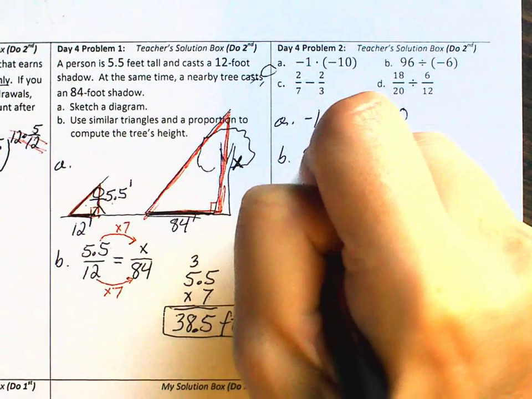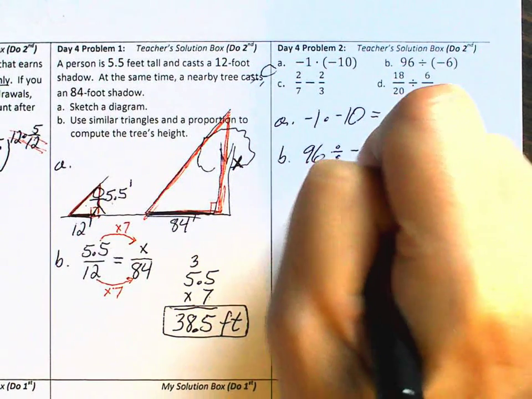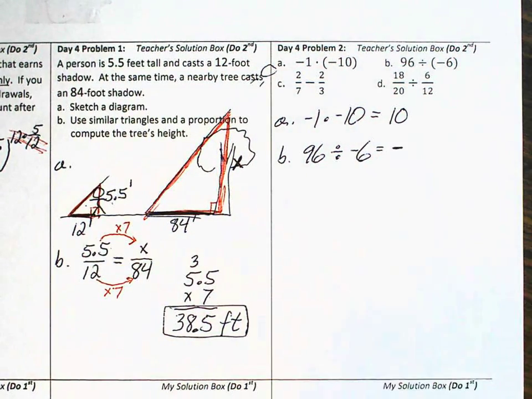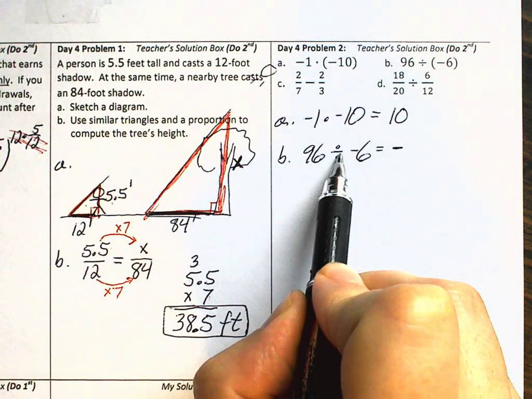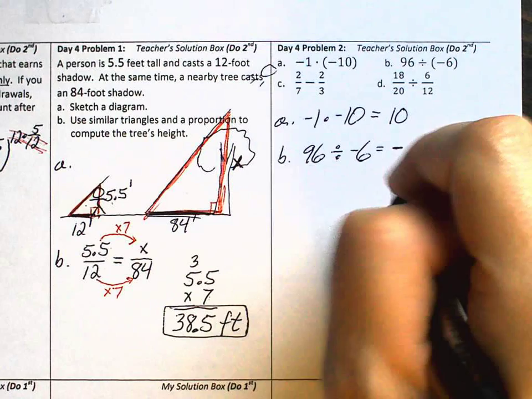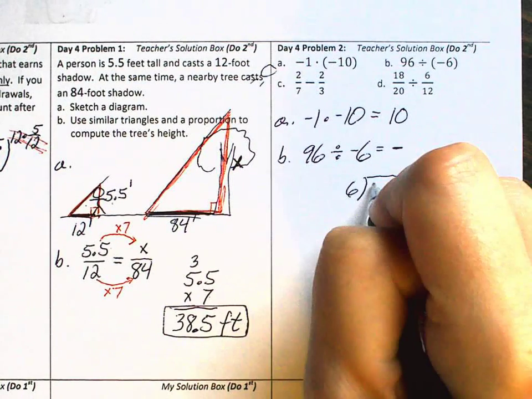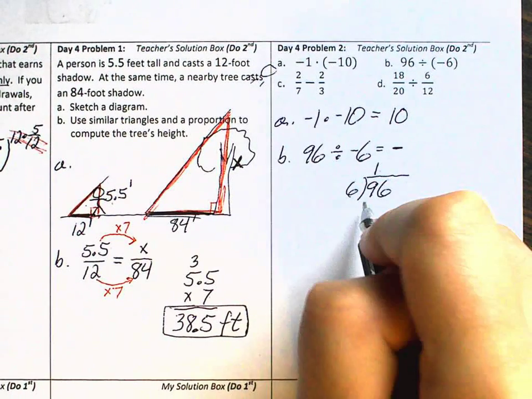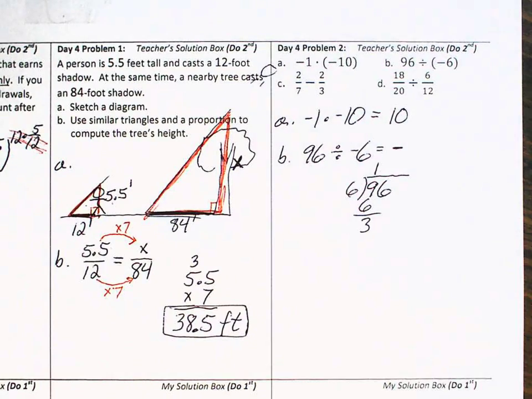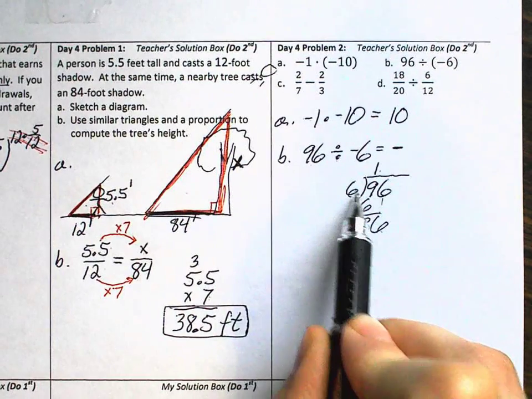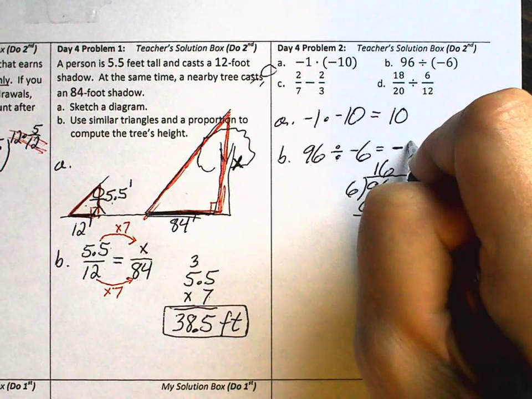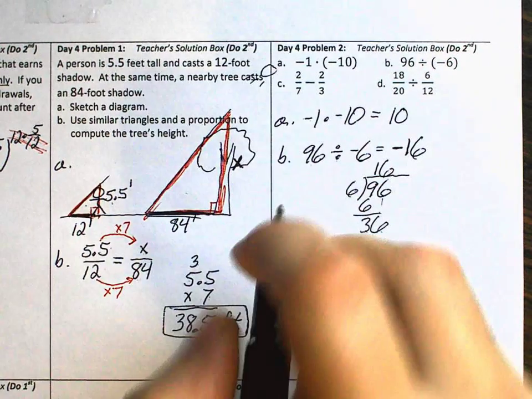Question B, 96 divided by negative 6. Positive divided by negative is negative, and now 96 divided by 6. Let's see what that is. 6 divides into 96. 6 divides into 9 once. 1 times 6 is 6. Now subtract. Bring the next digit down, creating 36. And 6 divides into 36 6 times exactly. We get a 16. And so our answer is negative 16.